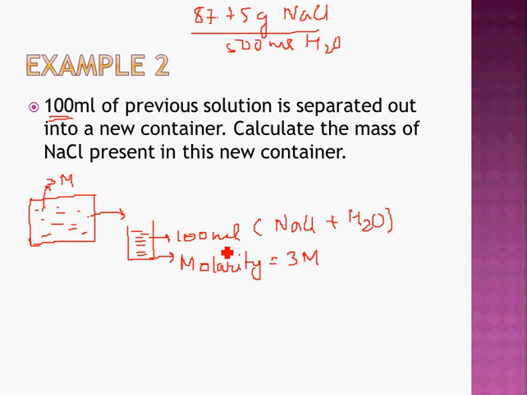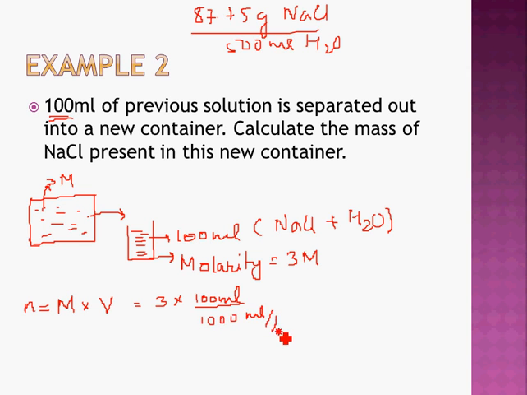So I know molarity, I know volume. So what can I calculate? I can calculate moles. Moles of solute, if you remember, is molarity of the solution multiplied with volume of solution. Molarity is 3. Volume is 100 ml. Now this is in milliliters, but I have to use liters. Always use liters when molarity is concerned. So how do I convert ml into liters? I simply divide it by 1000.